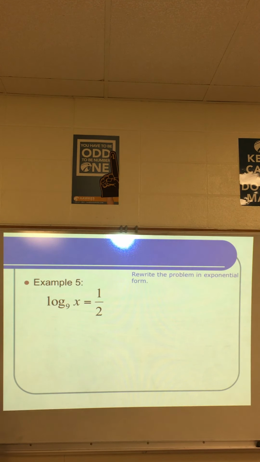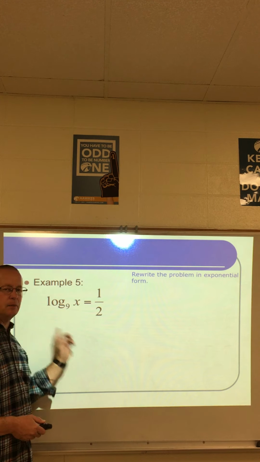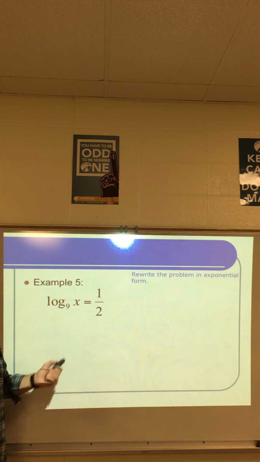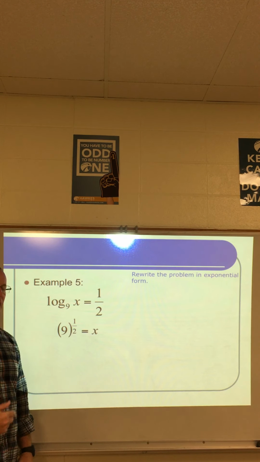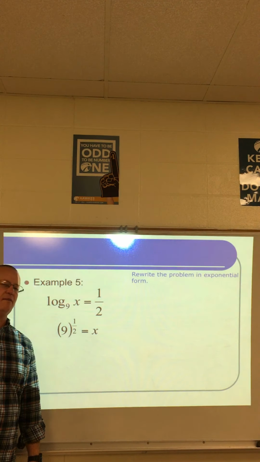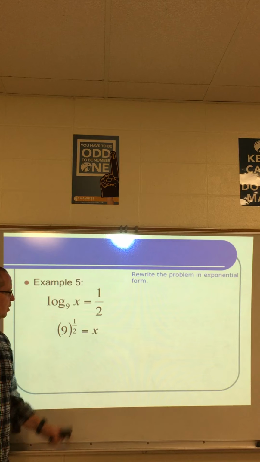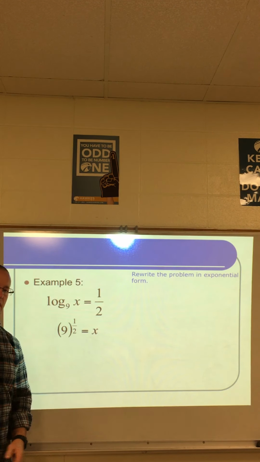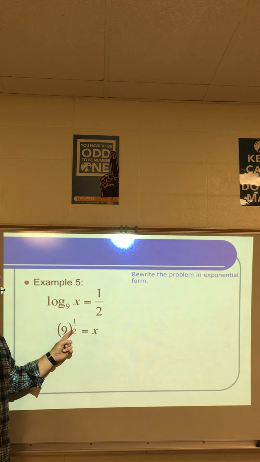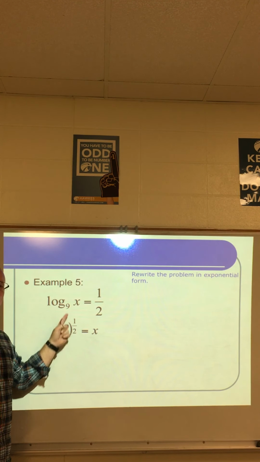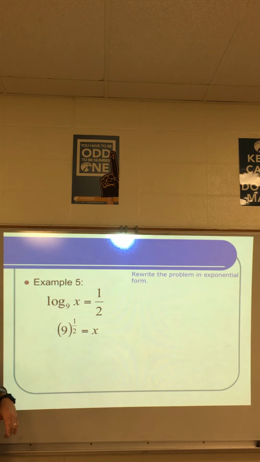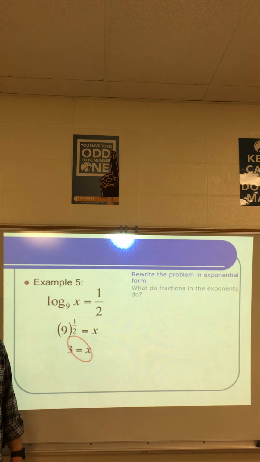Let's keep rolling. What if they ask you for a problem like this? They ask you to solve this logarithmic equation. Simple enough. You say 9 to the 1/2 power. What does a 1/2 power tell you to do? Remember, if you have a fraction in the exponent, the bottom number tells you what root to take. If it's 1/2, that's the square root. If it's 1/3, that'd be the cube root, and so on. This is the square root of 9. Square root of 9 is 3. There's your answer. Okay?